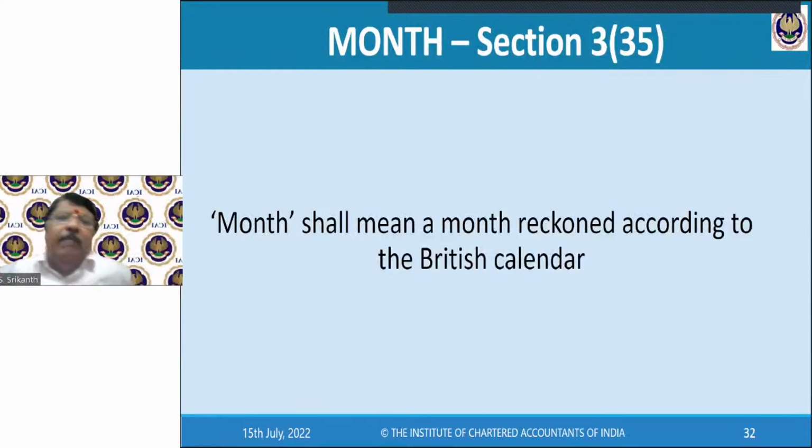Month shall mean a month reckoned according to the British calendar. Meaning, that's why it's called the English calendar year. Sometimes in rental agreements also we will put the 5th day of every English calendar month. So, we have the Saka era in India, which is also used by the Indian government. I'm sure you know that.